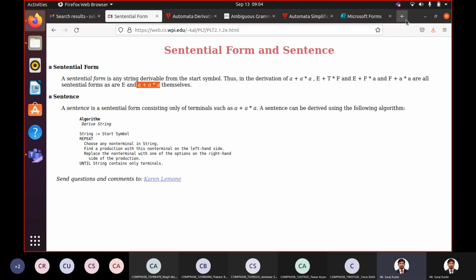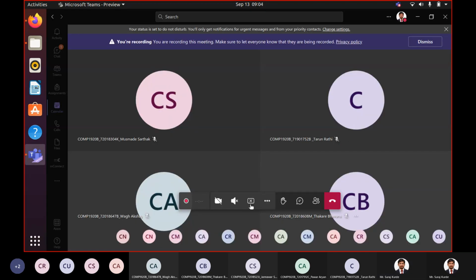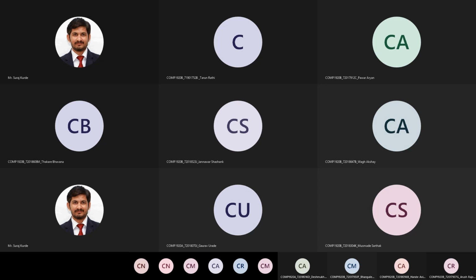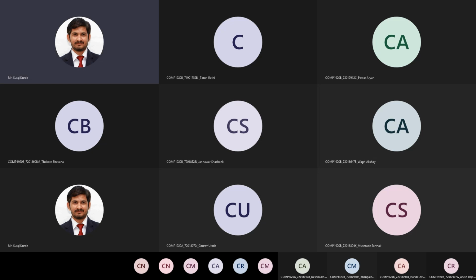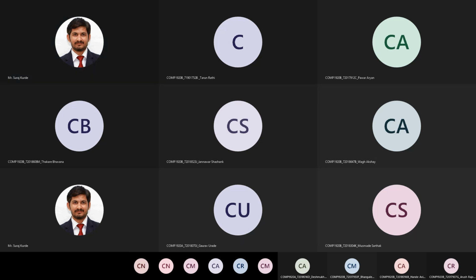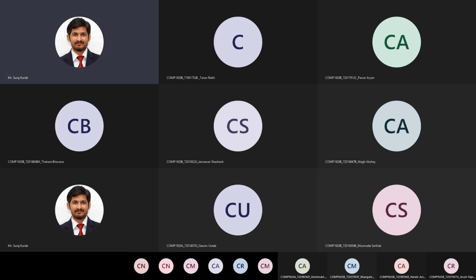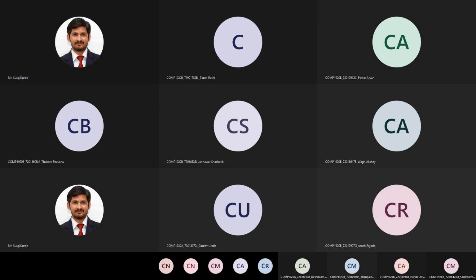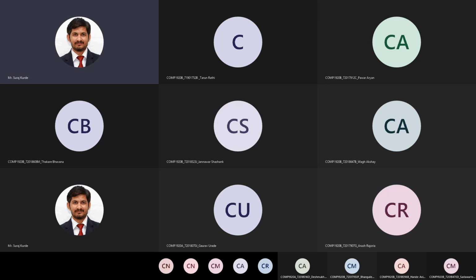Also, for a given grammar, there may be some productions given, and for those productions, you can generate some strings from the given grammar.